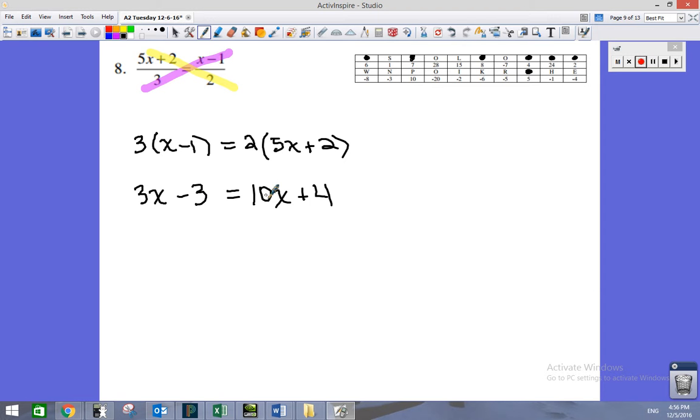I like to work towards positive values, so if I subtract 3x from the left-hand side, then I know those are going to cancel and that 10x minus 3x is a positive value. It's 7x. Now, this 4, I need to move it to the other side, so I'm going to subtract 4 from this side. Negative 3 minus 4 is a negative 7.